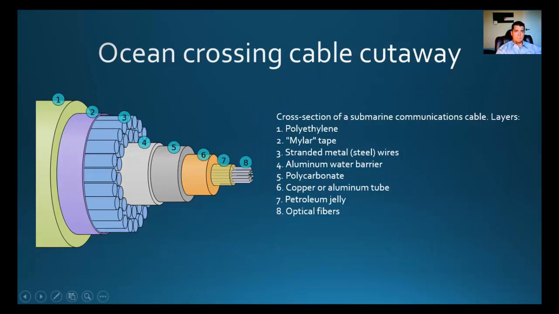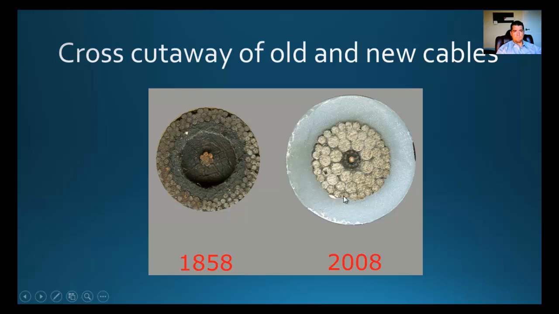Here are the first couple of layers. The first layer is polyethylene. The second is just the tape that holds the third layer, which is the metal that gives the cable its strength. The fourth, fifth, and sixth are just to keep water from getting in. And layer 7 is a petroleum jelly that protects the fiber, which is layer 8.